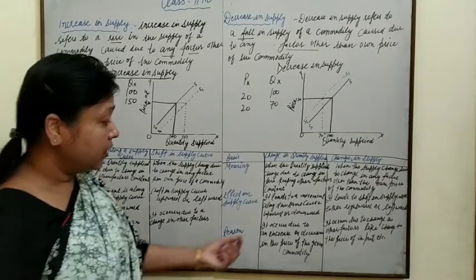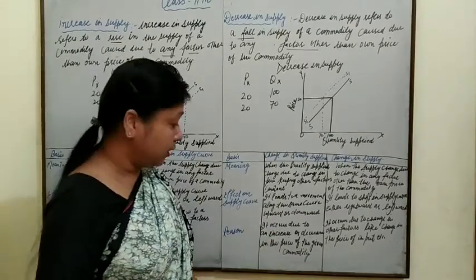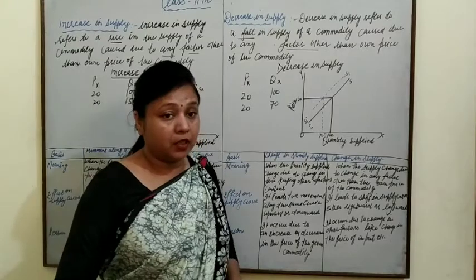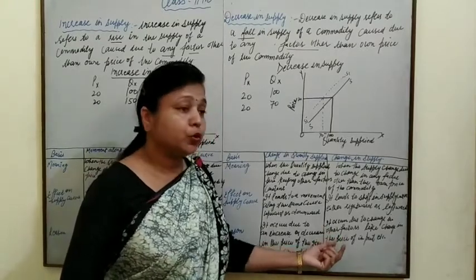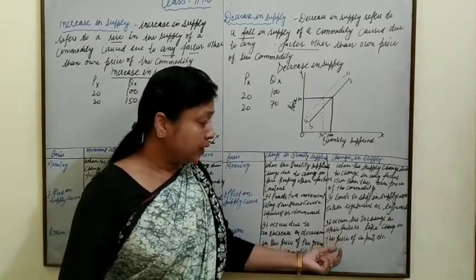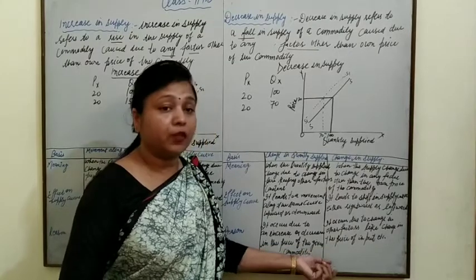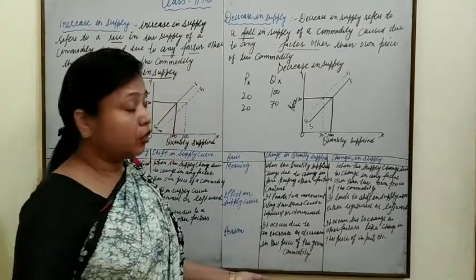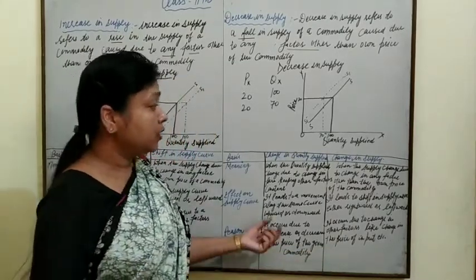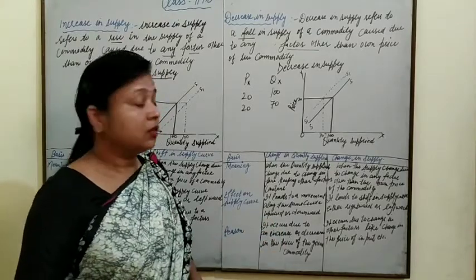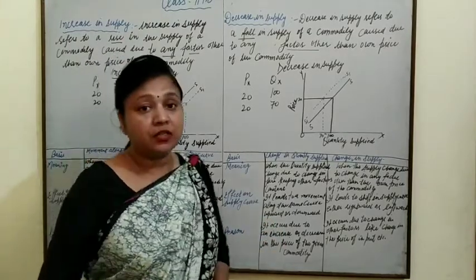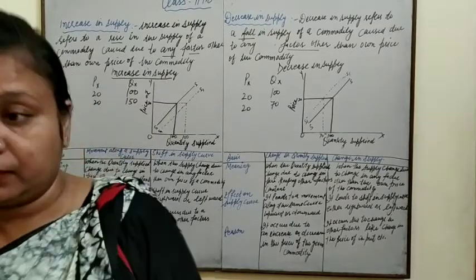What is the reason? It occurs due to an increase or decrease in the price of the given commodity, but change in supply occurs due to change in other factors like change in the price of inputs, technology, factors of production. So this is the difference between change in quantity supplied and change in supply.